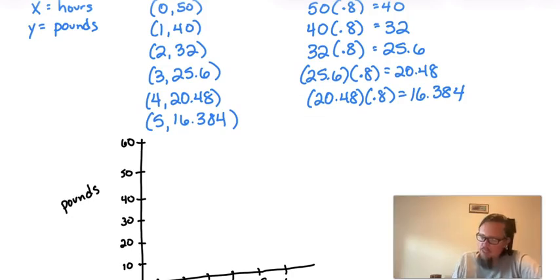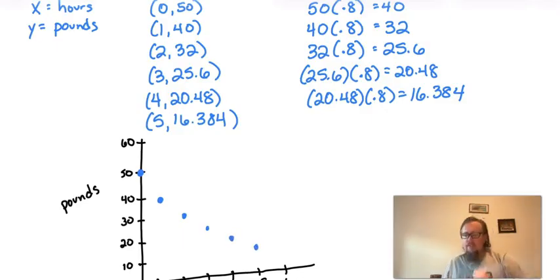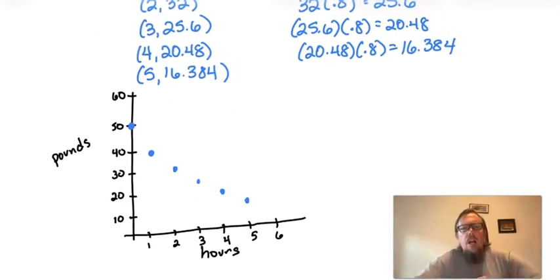Okay, so let's go ahead and put our points on here. We've got 0, 50, that goes about right there. Then 1, 40, 2, 32, 3 and 25.6, 4 and 20.48, and 5 and 16.384. And that's a pretty decent graph, I think, right there.